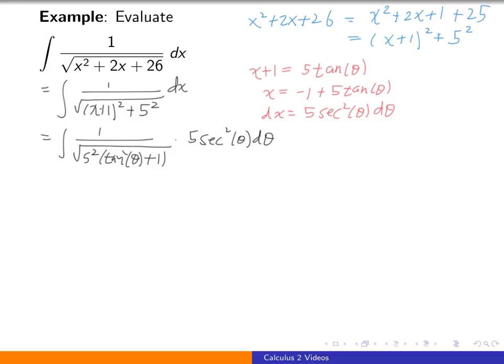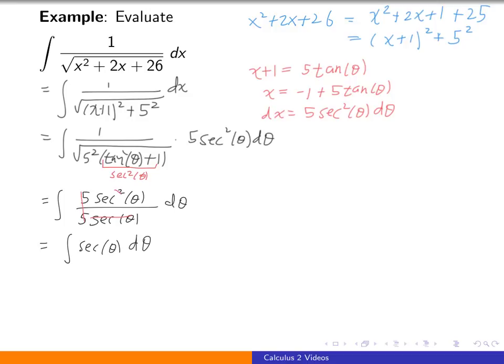And this works out very conveniently. So note the tangent squared theta plus 1 in the denominator is really secant squared of theta. So our integrand, we are going to have a 5 secant squared theta in the numerator. And in the denominator, we have the square root of 5 squared secant squared, which is 5 secant theta. So algebraically, the 5's cancel off, and the square of the secant and the secant in the bottom cancel. And what we are left with is the antiderivative of secant of theta.